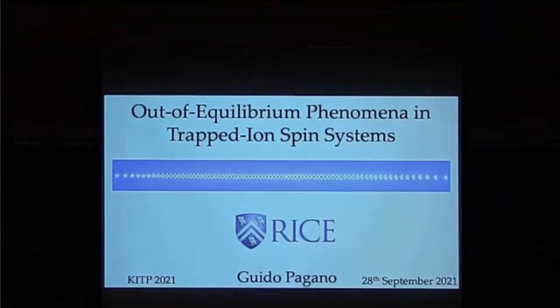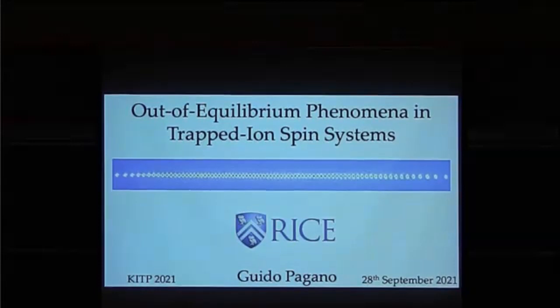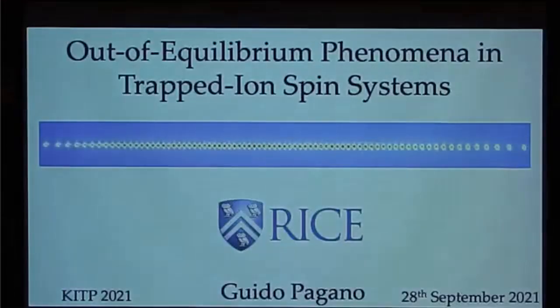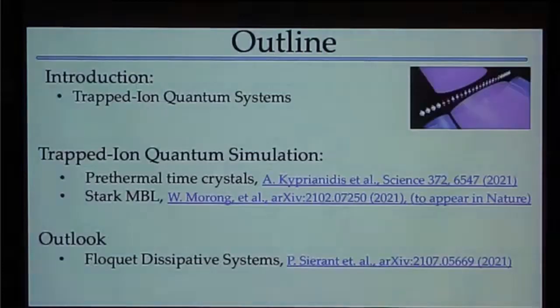It's actually the first time for me at KITP, and it's a great way to start again giving talks in person to a live audience. So in my talk, I'll tell you a little bit about how we can use trapped ions to engineer spin systems to study many-body physics. This is very broad. I'll cover 3 papers after a very short introduction about the main features of the quantum hardware.